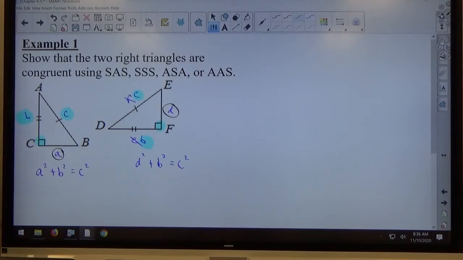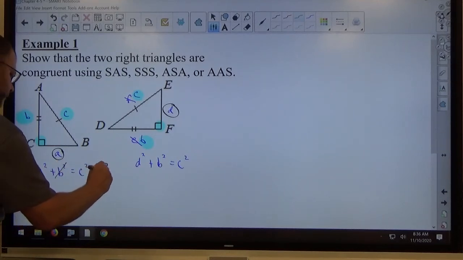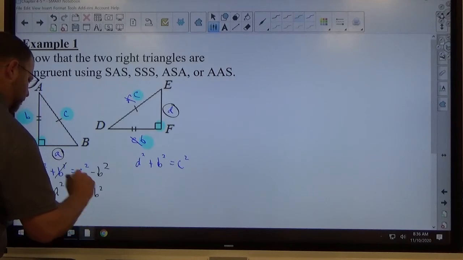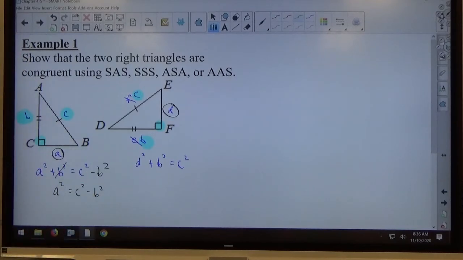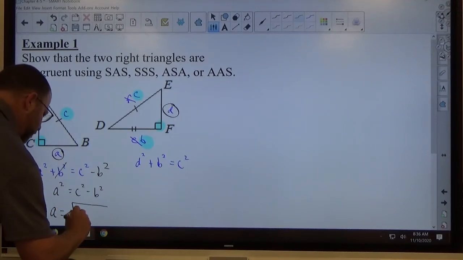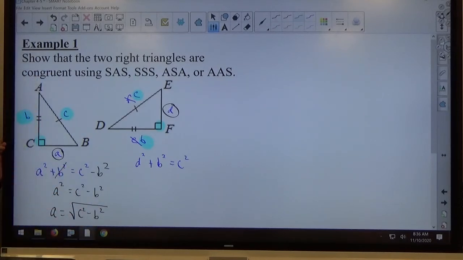So if I get this to say A squared equals, I just move the B squared over here, right? So I'm going to get A squared equals C squared minus B squared. Basic algebra there. And if A squared equals anything, then A is equal to the square root of that anything. So A is equal to the square root of C squared minus B squared. Now real quick, that does not equal C minus B. If you're thinking that, don't do that.